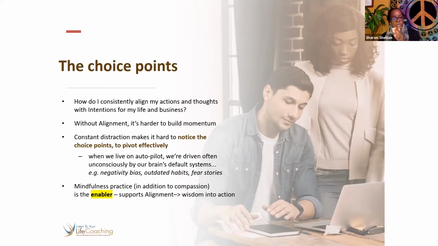And so when we don't notice those choice points, it's hard to build consistent habits of either thought or action. It's hard to build momentum, right? Because constant distraction, especially now, makes it really difficult to notice the choice points. There's a lot of noise, and there are people who are profiting off of our distraction. And so they're working really hard to distract us. So we need as many tools in our toolbox to reclaim our attention so that we can live more deliberate lives, because otherwise we end up just kind of doing things on autopilot.